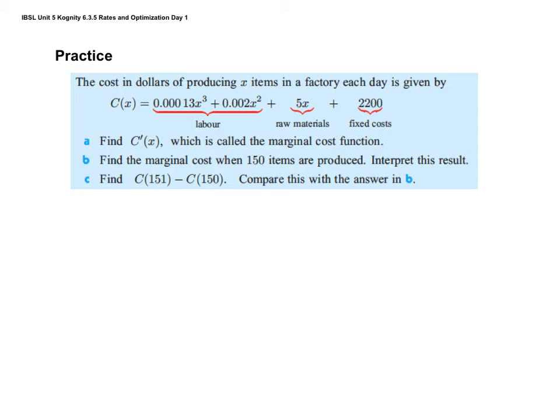So we can find the marginal cost by doing C prime of x. The derivative here is pretty easy. C prime of x is going to be 3 times 0.00013, so 0.00039x squared plus 0.004x plus 5. That's C prime. That's the marginal cost function.